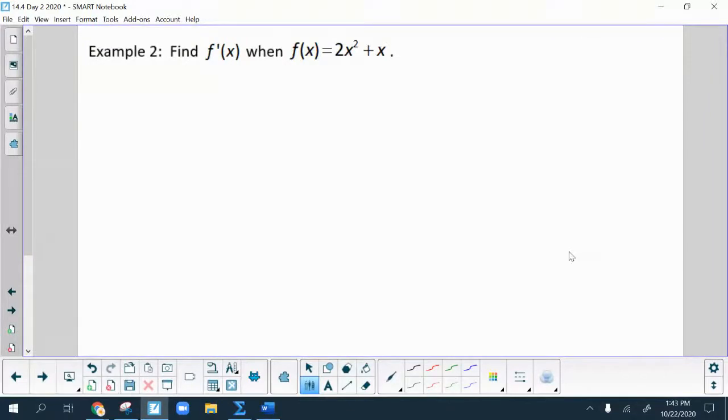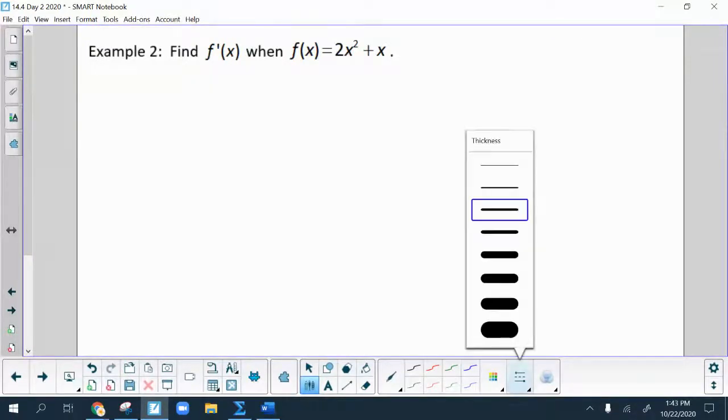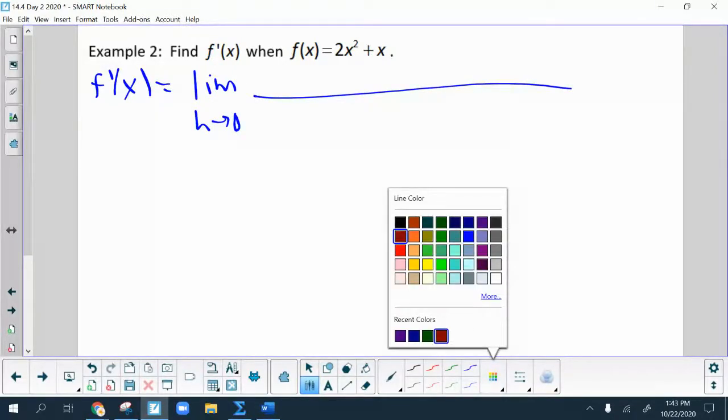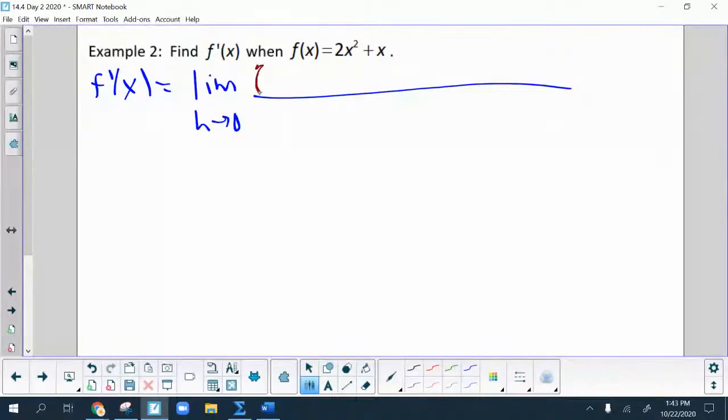Okay, it can get a little more complicated when you have more x's in the problem. So here's the first example here. So I want f prime of x, which I find by writing the limit as h goes to 0 of, and I'm going to use different colors here again. So the f of x plus h part is first. Get a little more space.